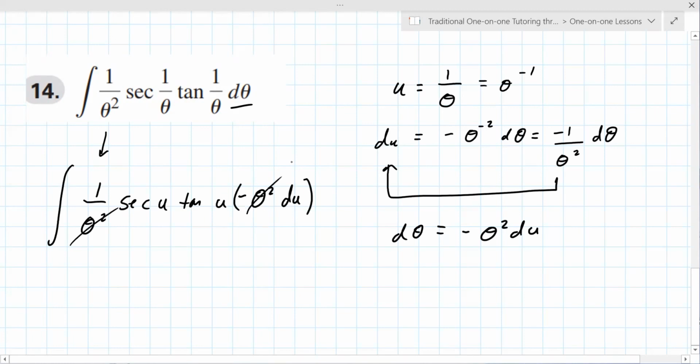Yeah, and you need to get rid of the original variable completely. If you don't, you've made a mistake. Generally, that's 80% of the time, 90% of the time. Minus secant u tangent u du. This is a known integral.